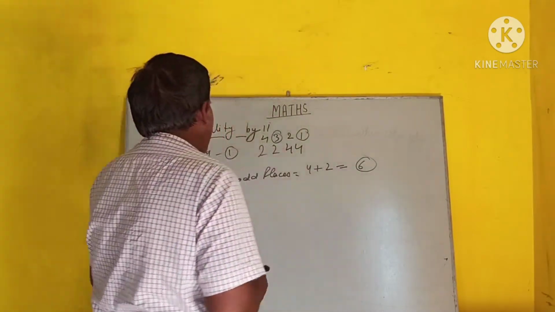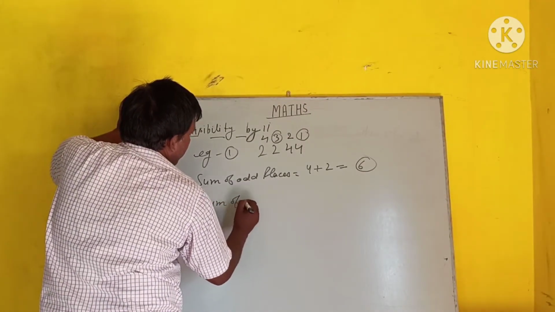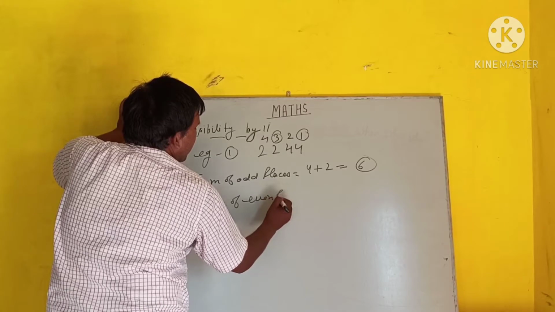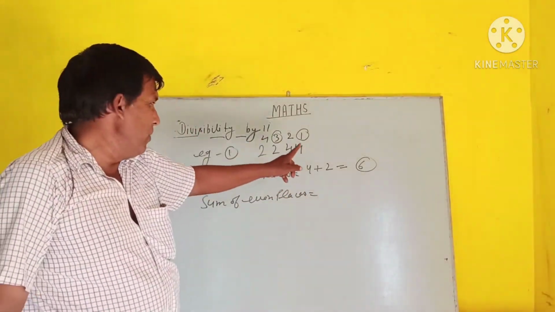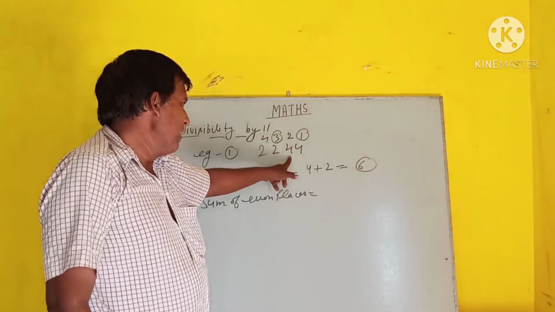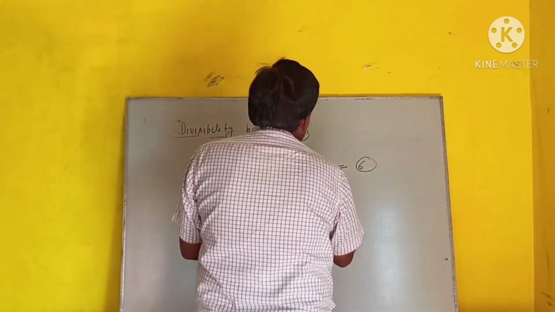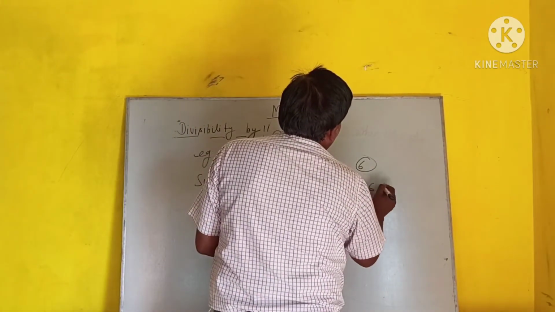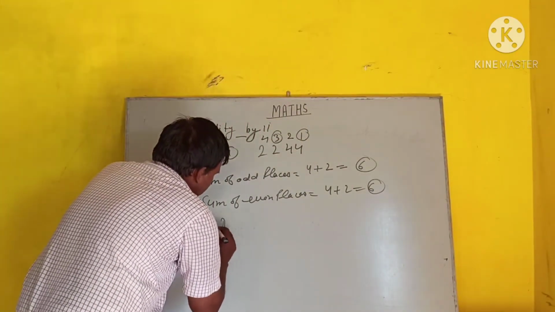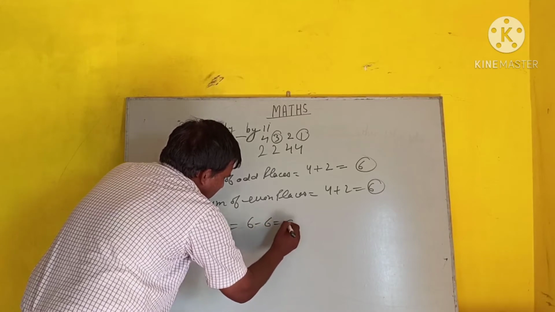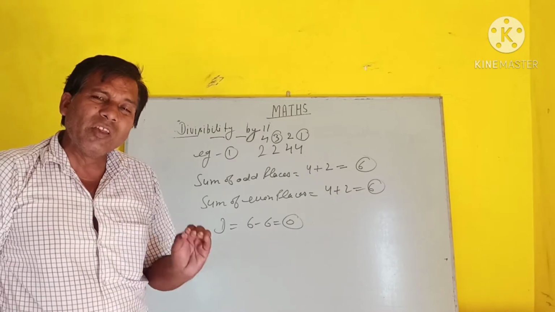Sum of even places. Here the even places are 2 and 4. Place of 2 is 4 and place of 4 is 2. Here 4 plus 2 is also equal to 6. Now the difference is 6 minus 6, which is equal to 0.